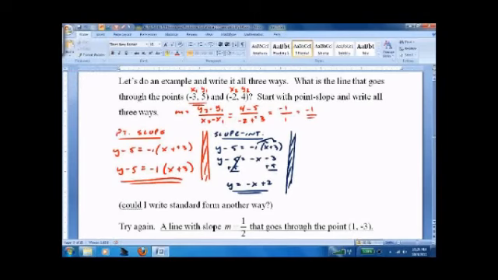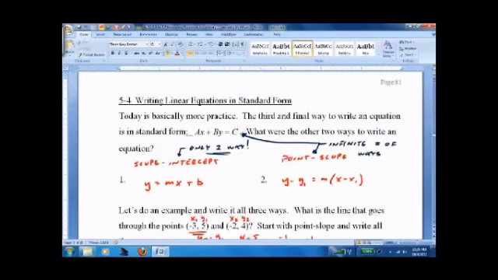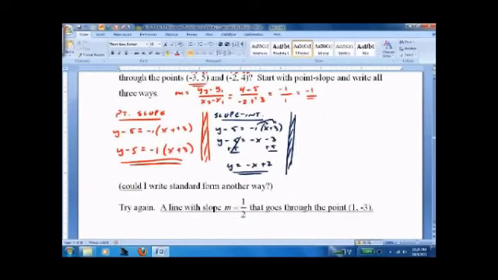Now we're looking to write it in standard form up here. Ax plus by equals c. Haven't answered the question of why. We'll get to that eventually. Ax plus by equals c. So let's take y equals negative x plus 2. All the x's and y's are on one side, so we'll move the x over. We get x plus y equals 2.